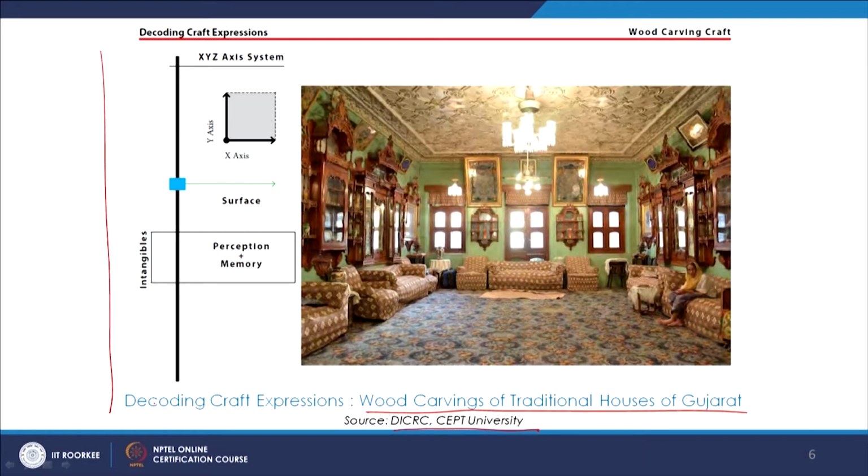So if we see this example, this is a traditional wooden house and it has a lot of different craft forms, and we have seen this slide also earlier in a few lectures. So if we try to see the x-axis and y-axis and try to understand the surface application and the system that works here, we can see a lot of surface application, we can see a lot of connotations with perception and memory, and how the surface has been embellished and the kind of details that go into the making of it.